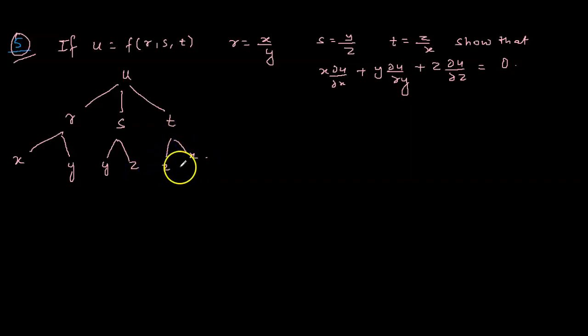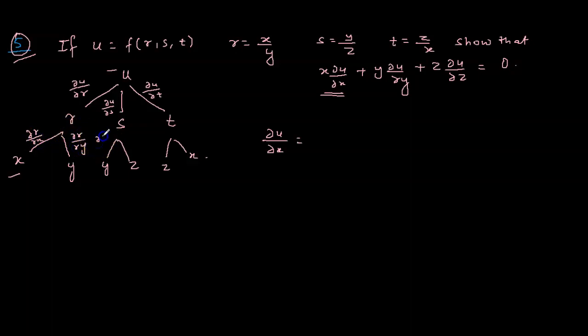Okay. So now we first need to find del u by del x. This del u by del x means we need to go from u to x here. So how many ways can you go? This is the partial differentiation, so that's del u by del r, this is del u by del s, this is del u by del t, this is del r by del x, this is del r by del y.